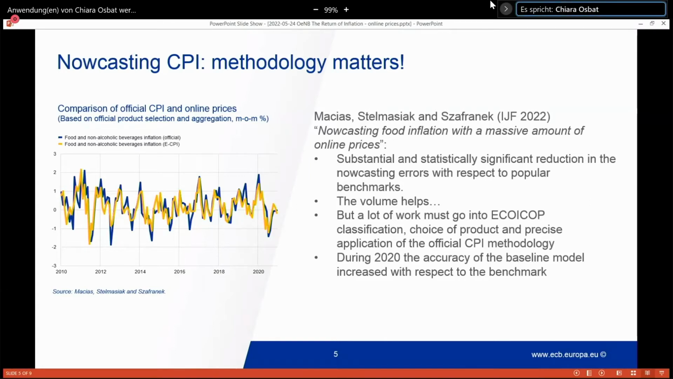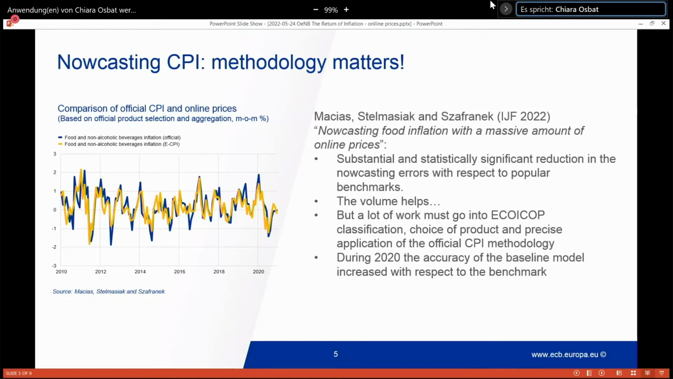however, in the National Bank of Poland, started this enterprise of collecting prices first manually and then more and more automatedly more than 10 years ago. So having started 10 years ago, they have time series, they can do everything they want, and they recently published an International Journal of Forecasting paper, nowcasting food inflation with a massive amount of online prices.